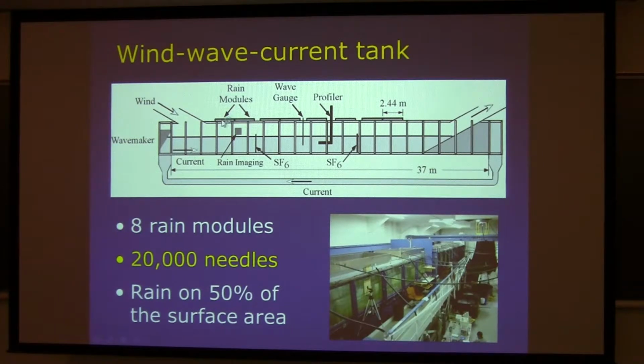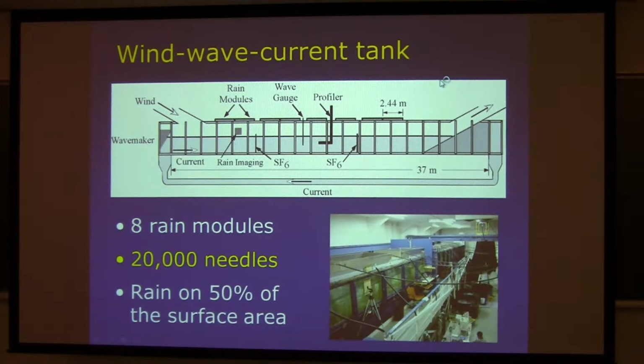To simulate rain, we had 8 different rain simulators covering this flow. Within these 8 rain simulators, we had 20,000 hypodermic needles distributed randomly between them. And yes, they do come individually packaged. And yes, as a grad student, that was my job. So those 8 rain simulators covered 50% of the surface area of that 37 meters.